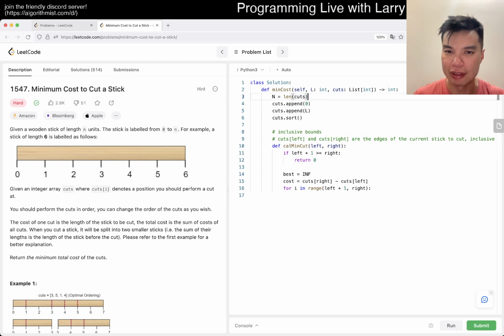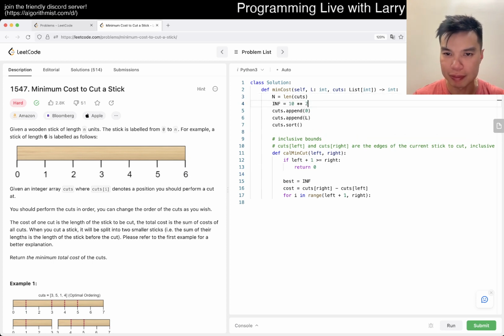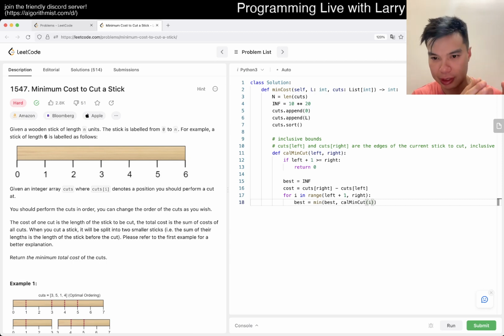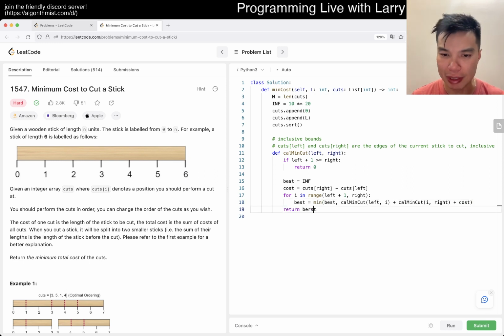To minimize, we set an infinity value. So then best, we min best, and we calculate min cut from i, where i is now the left side. Well, okay, now you have two pieces really. You have left to i inclusive plus i to right inclusive plus cost, right? So I guess you could always factor in cost later, it's the same. But yeah, that's pretty much it, I believe.